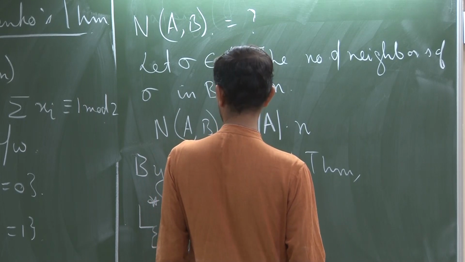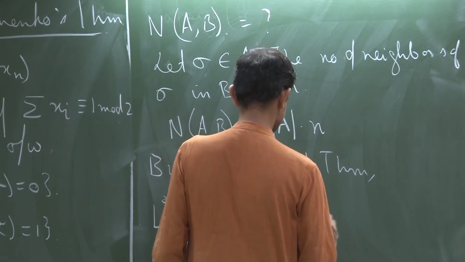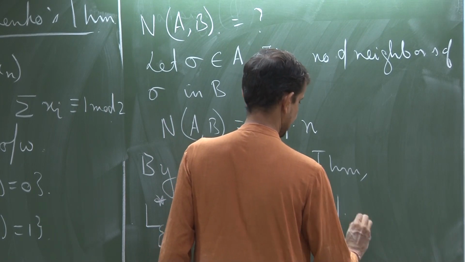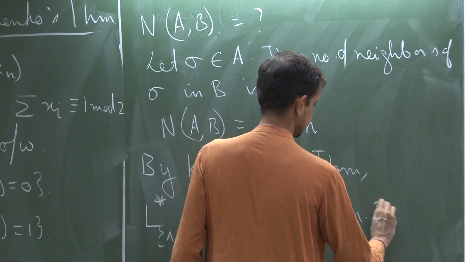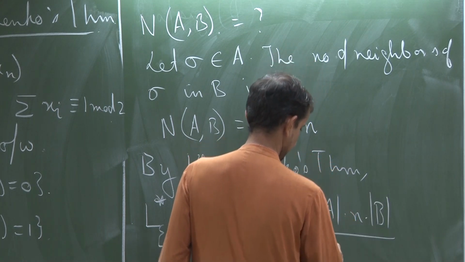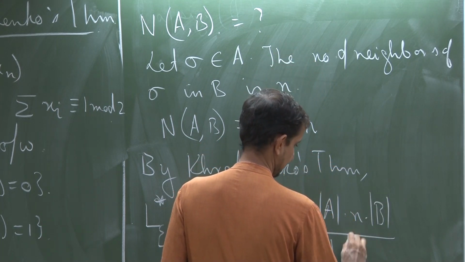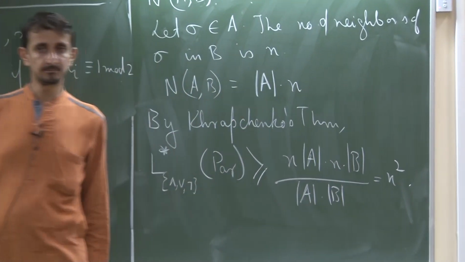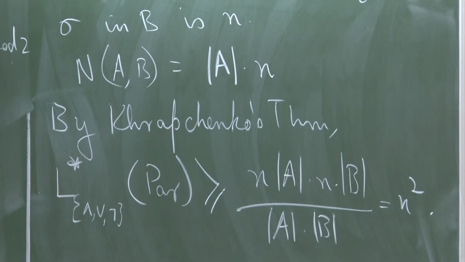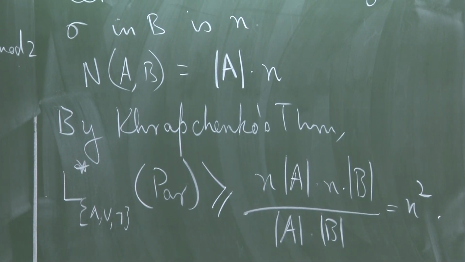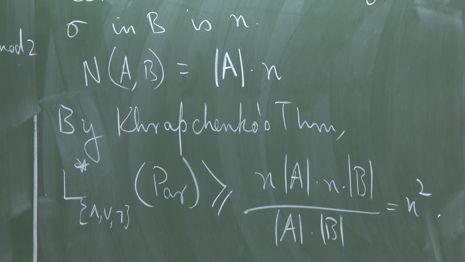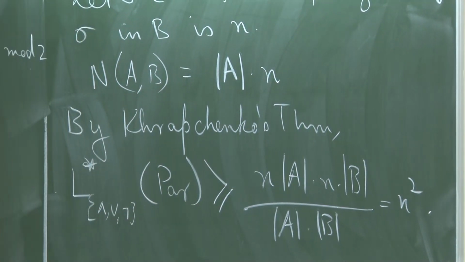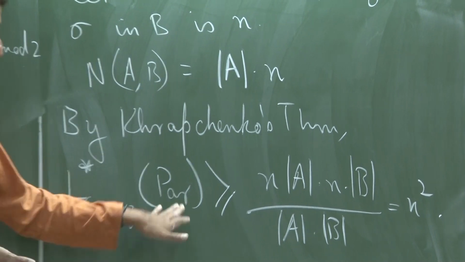This is greater than n times A, n times, I can write it as B divided by A times B, which is equal to n square. So, this says that if we look at the parity function, we need a formula of size at least n square over AND, OR and NOT gates for this function.